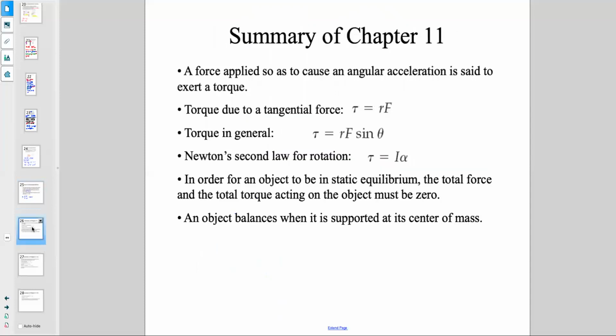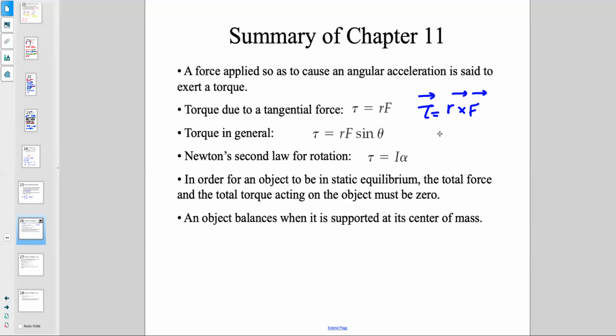So let's talk about the summary of chapter 11. You have 3 slides that are very important. A force applied as a cause of angular acceleration is said to exert a torque. Torque due to a tangential force, or tau, is R times F. If you want to look at a more general format, you have to look at it this way. Tau, a vector, is R cross F.